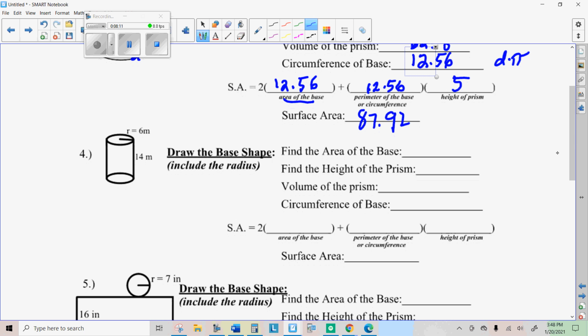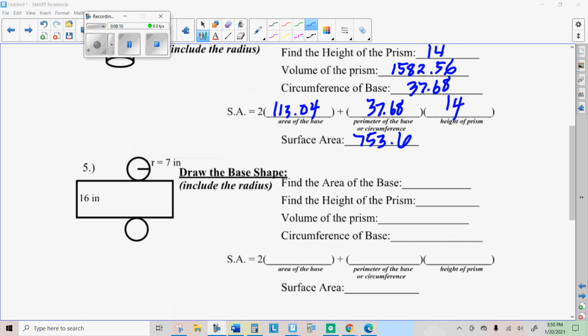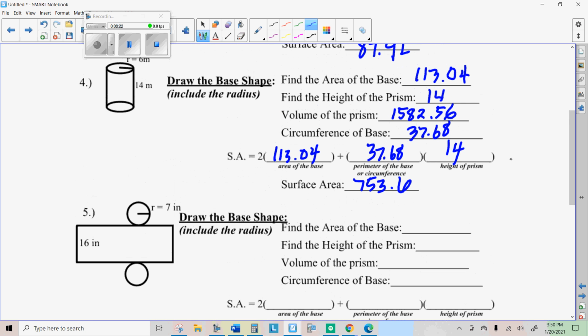All right, you guys try this. Fill in all the blanks and see if you can get the surface area right. All right, if you didn't get the same thing I got, 753.6, then you're going to want to look at my work and see which part you did wrong.